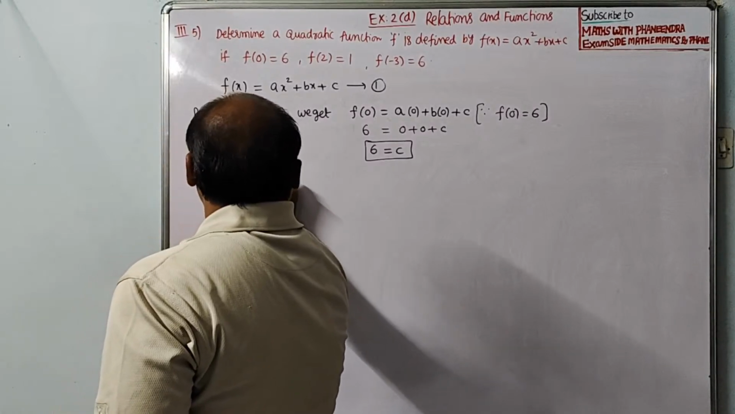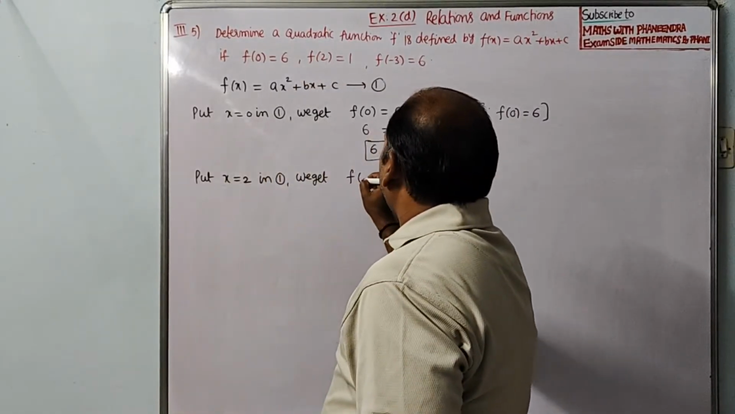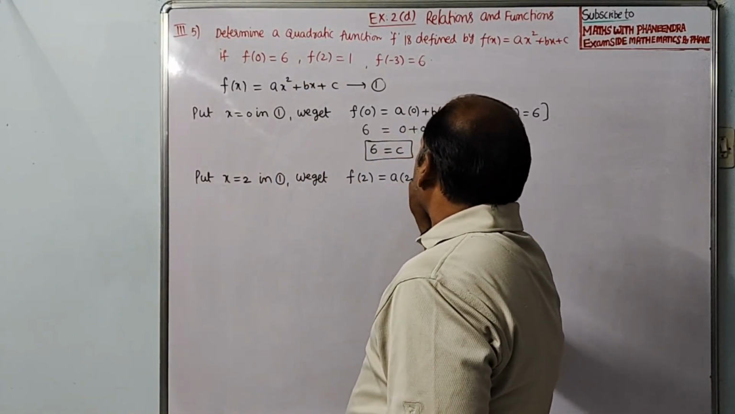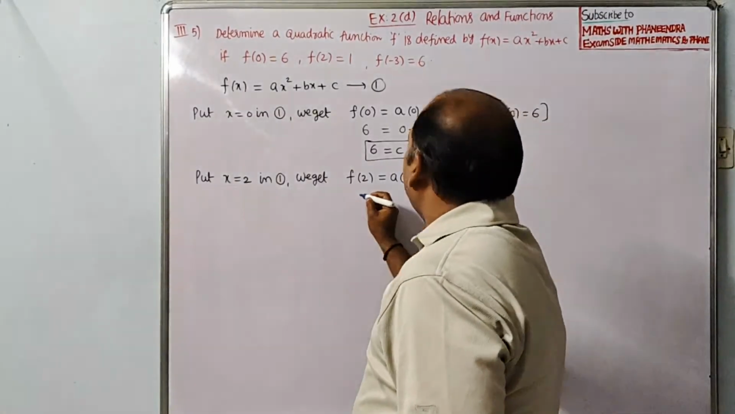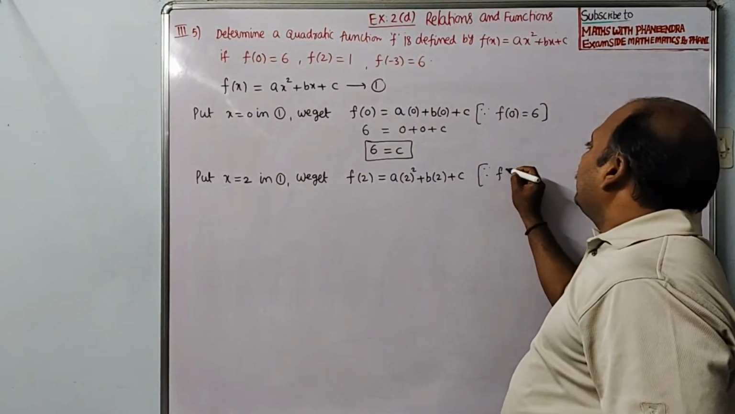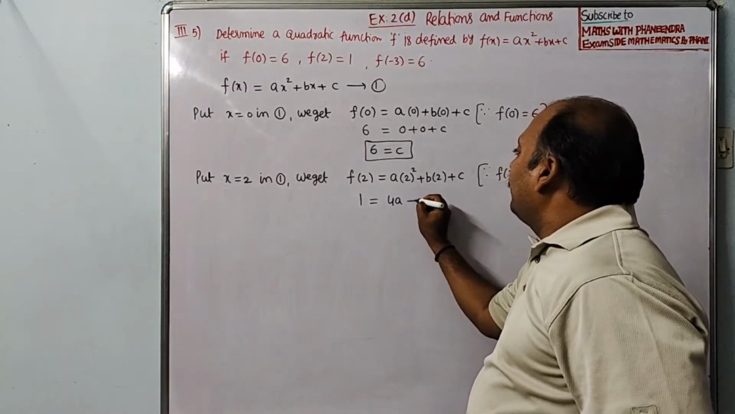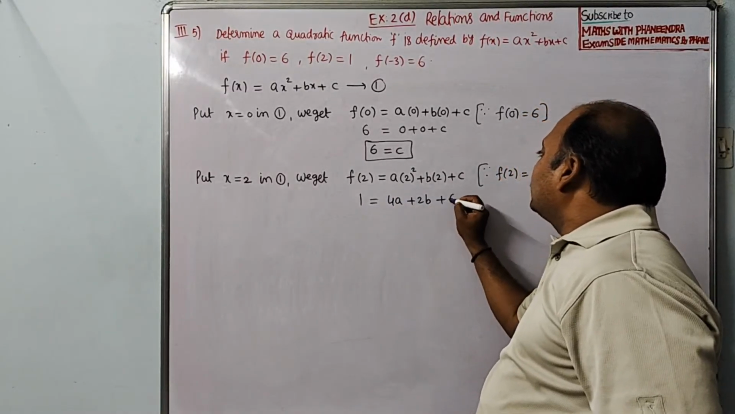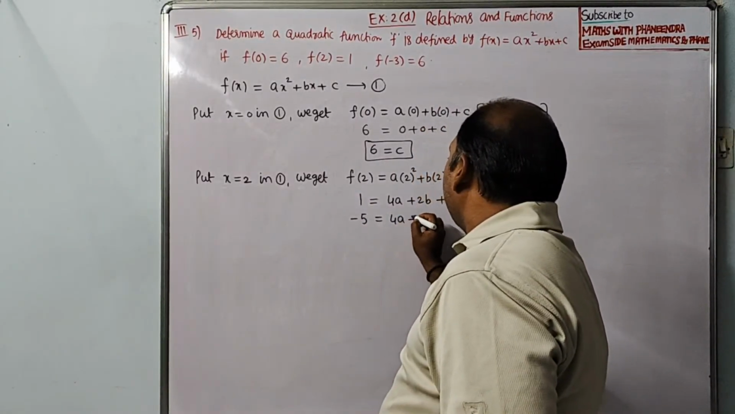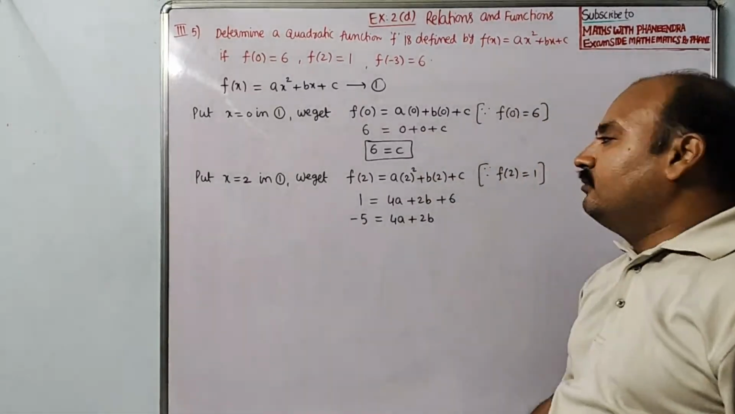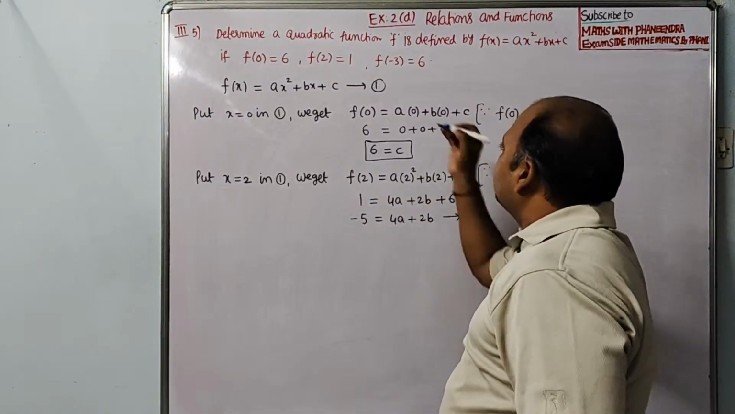Okay, now put x is equal to 2 in 1. We get f of 2 equal to a into 2 square plus b into 2 plus c. So what value is given for f of 2? F of 2 is equal to 1. So 1 equal to 4a plus 2b, c value 6. 6 bring this side, minus 5 equal to 4a plus 2b. Keep that as equation number 2, already 1 is there.